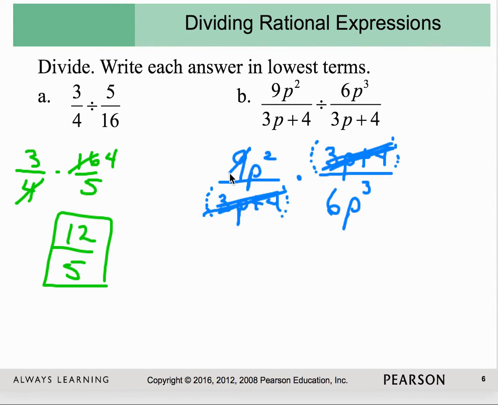Okay, the 9 and the 6 have a factor of 3. 9 divided by 3 is 3. 6 divided by 3 is 2. Here's 2 p's and here's 3 p's, so 2 of them get to cancel out and leave just 1. On top, I have a 3. On the bottom, I have a 2p.